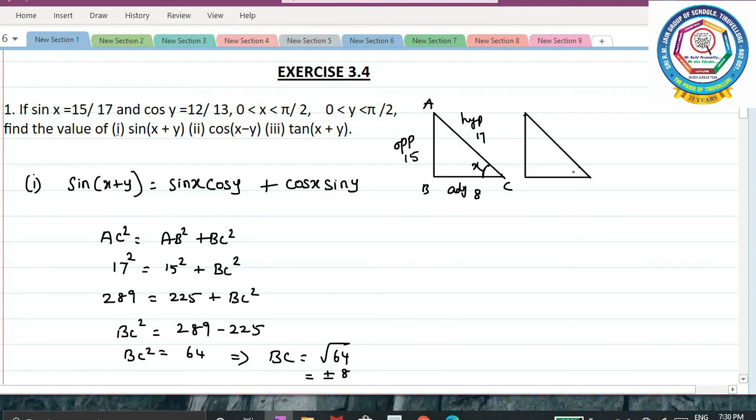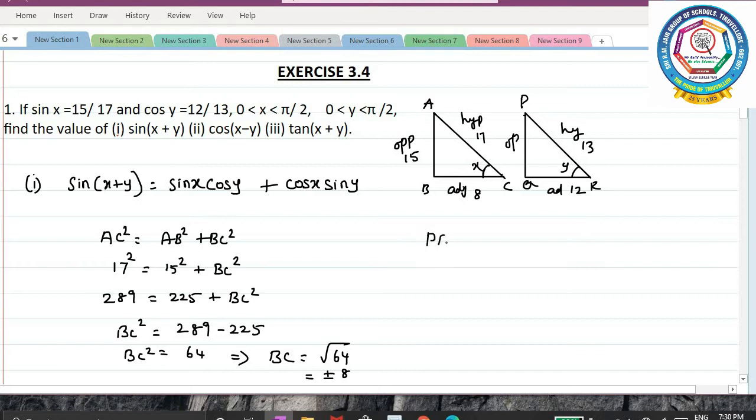Next one, here we have to find sin y. Suppose the angle lies here. What is given? Cos y is given. What is the cos y formula? Adjacent side by hypotenuse. So this is triangle PQR. This is the opposite side, this is the hypotenuse, this is the adjacent side. So we know that cos y equal to adjacent side by hypotenuse. Adjacent side is 12, hypotenuse 13.